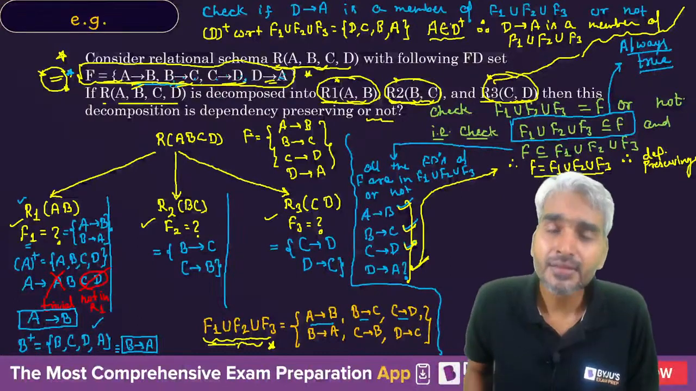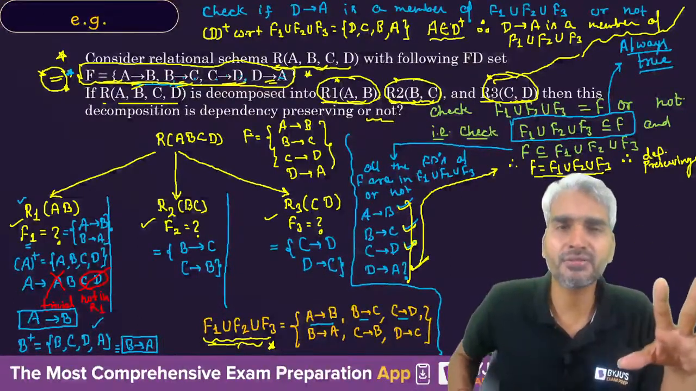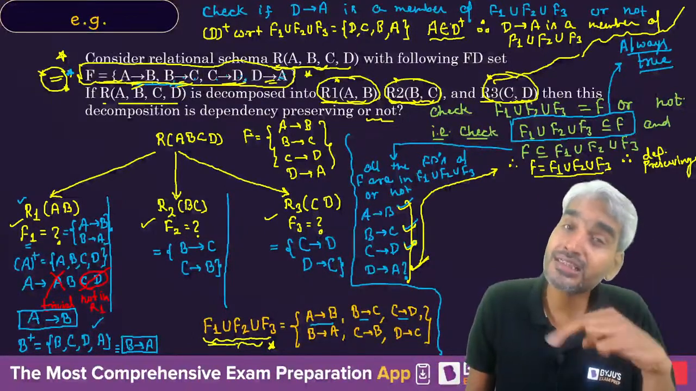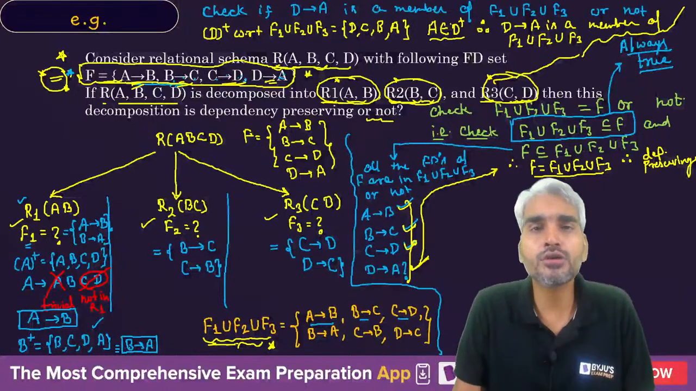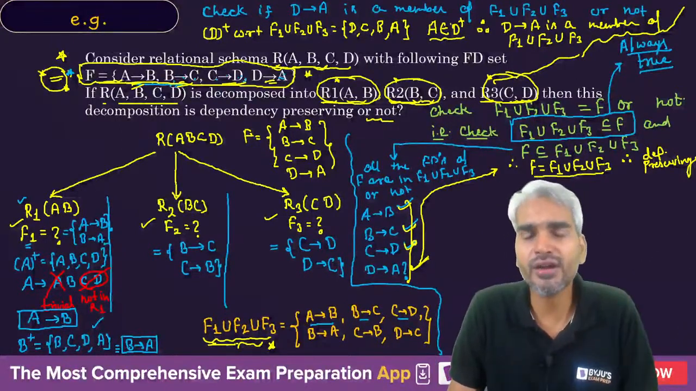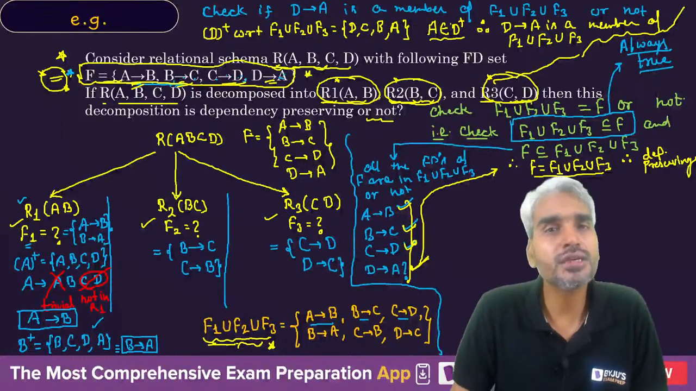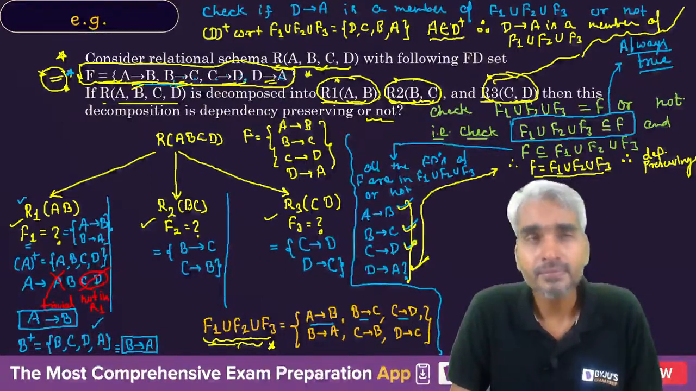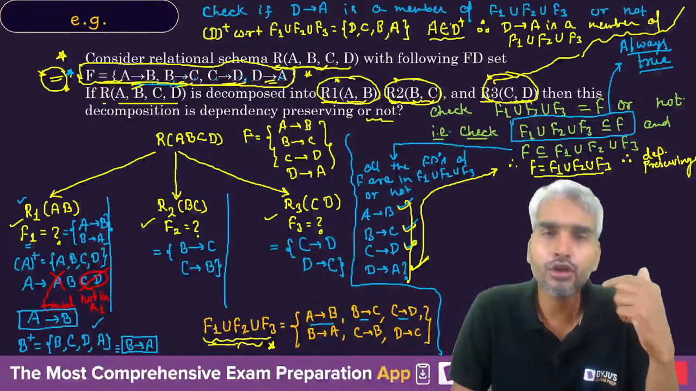So that's the idea. Two properties: lossless join decomposition and dependency preserving decomposition. Those two must be satisfied for a decomposition to be correct. So one thing we have understood in this particular session is how to check whether the decomposition is dependency preserving or not.